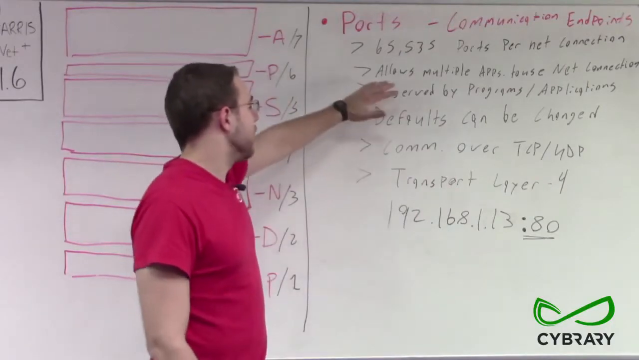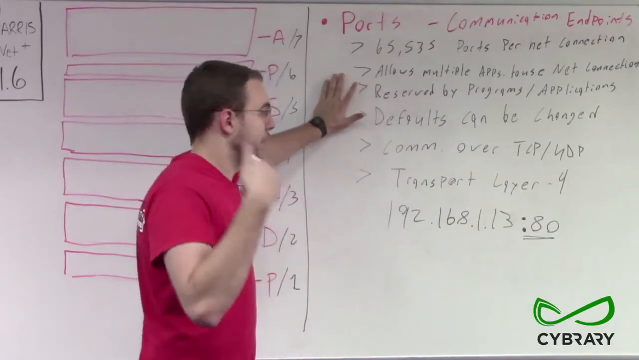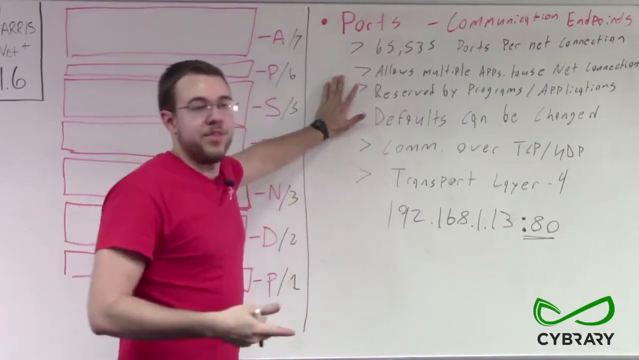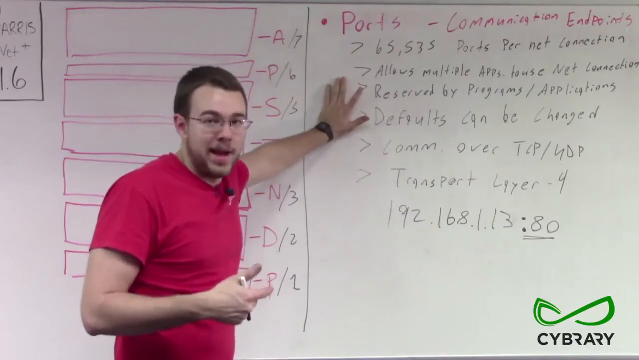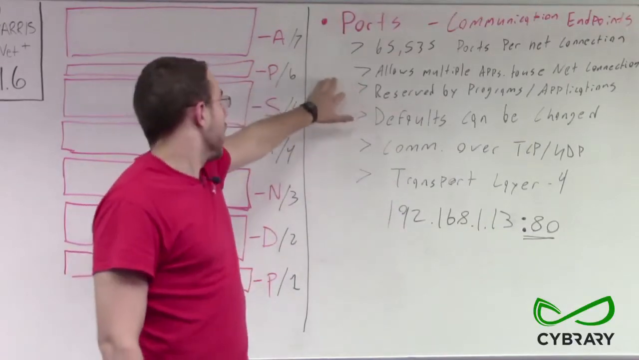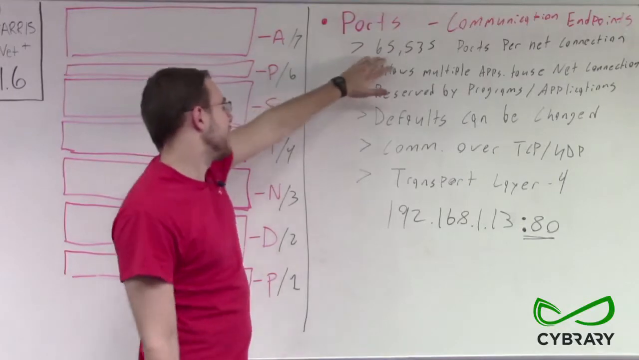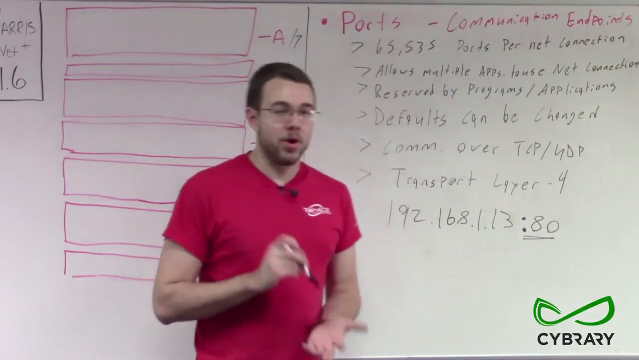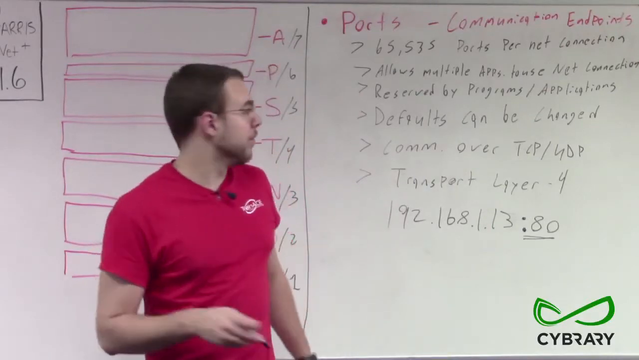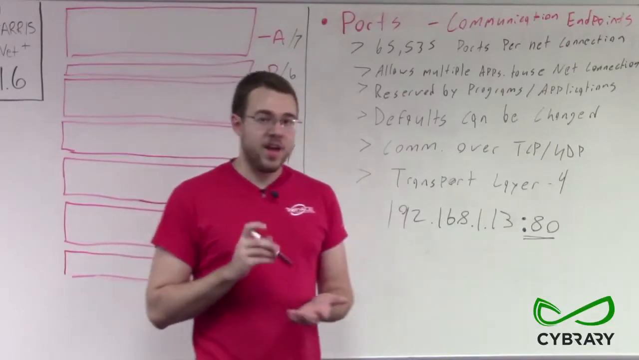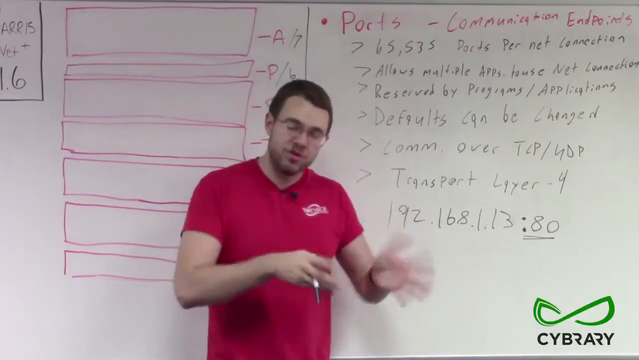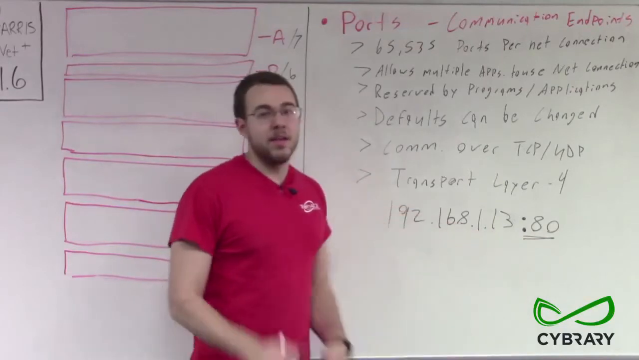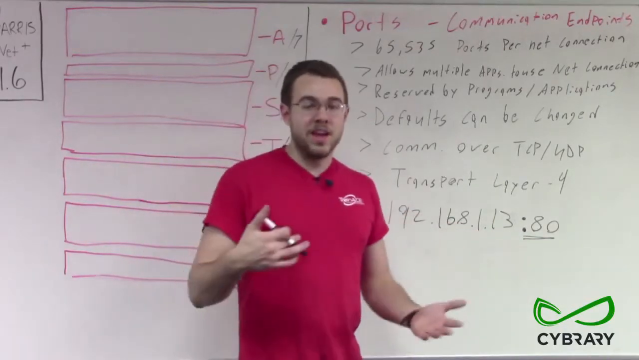It allows us to have multiple applications and multiple data streams going over one network connection, so we don't have to have 6,500 wires going into the back of our computer. And speaking of which, there are 65,535 ports available per connection. Now, a lot of those ports have protocols associated by default with certain ports. For example, port 80 is by default HTTP.